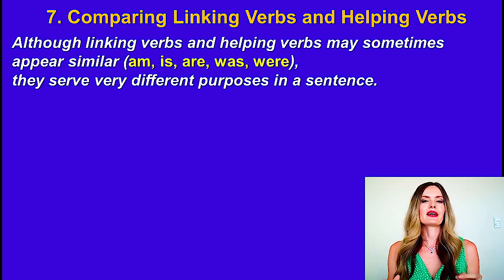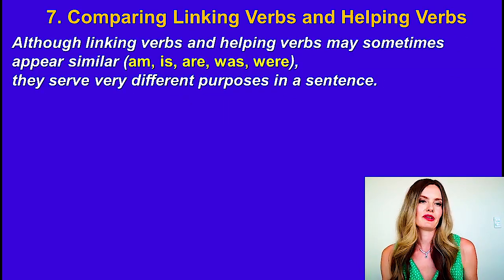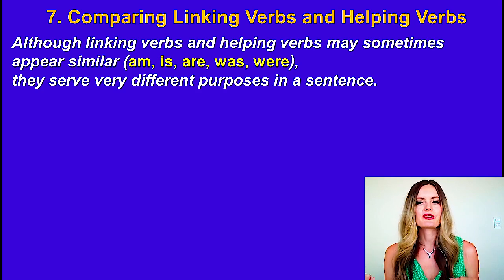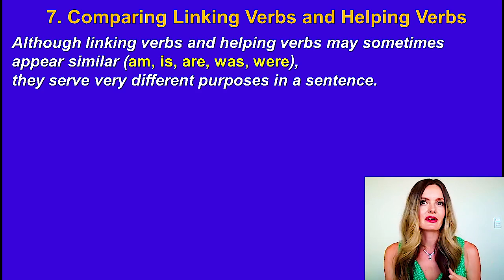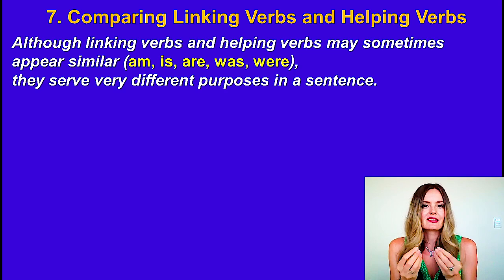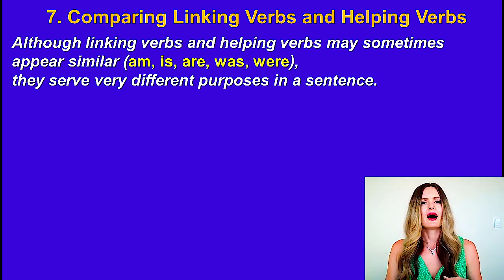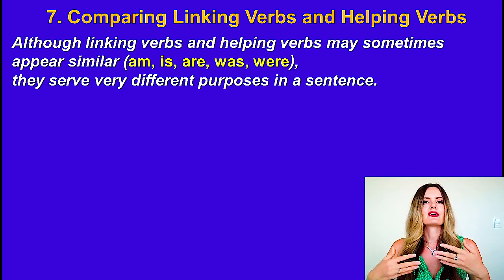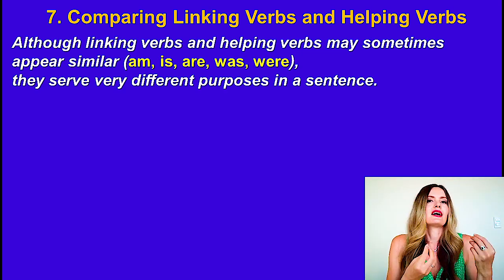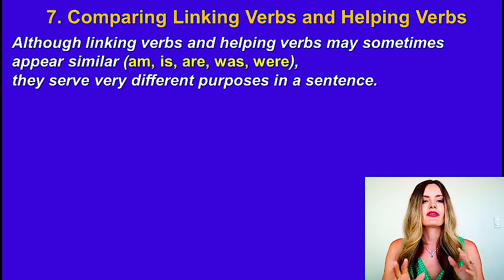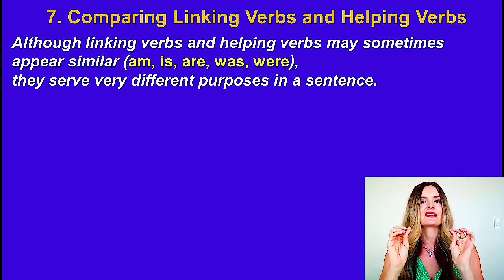Now, let's compare linking verbs and helping verbs. Although linking verbs and helping verbs may sometimes appear similar, because these are actually the same verbs, am, is, are, was, were, right? You can tell me, okay, these are the same verbs. How do I understand if they function as linking verbs or as helping verbs? So it's important to understand that they serve very different purposes in a sentence.